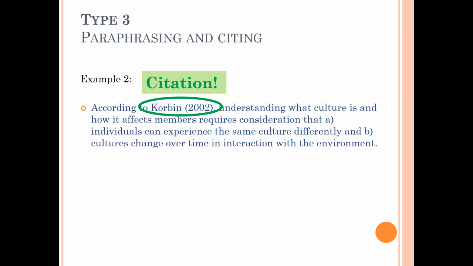I don't need quotes in this case because the sentence is a paraphrased version of her paragraph. So these are all my words. It's just the ideas that I'm giving credit to the source.